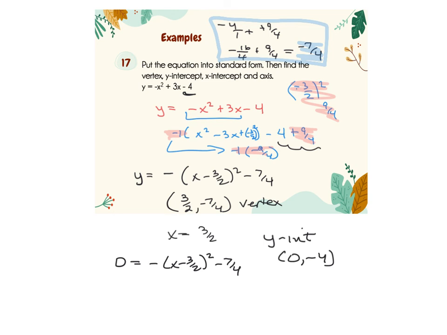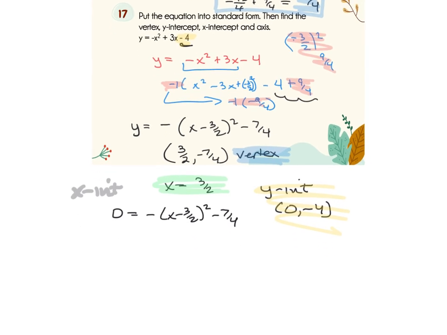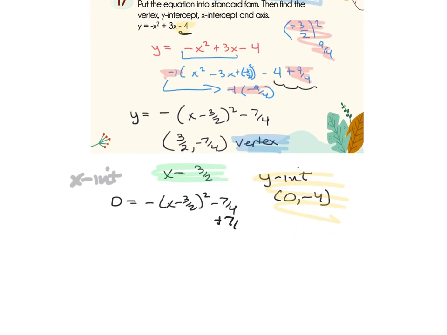So I went ahead and pulled out my vertex, and it's the ordered pair 3/2, -7/4. My axis of symmetry is an equation. It's x equals 3/2. And now my y-intercept, this came from back at the beginning, and I just pulled my c term. And now lastly, I'm going to find the x-intercepts by setting y equal to 0. So let me go ahead and solve this. First thing I'm going to do is add the 7/4.